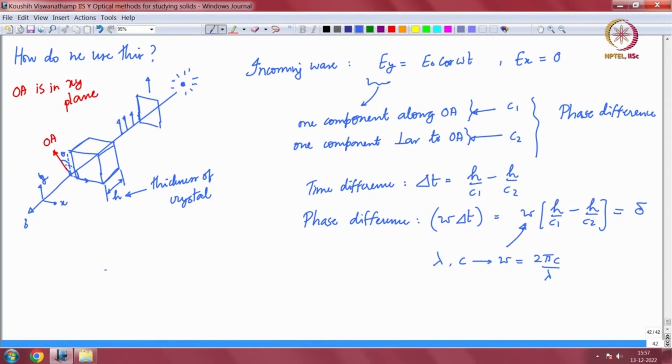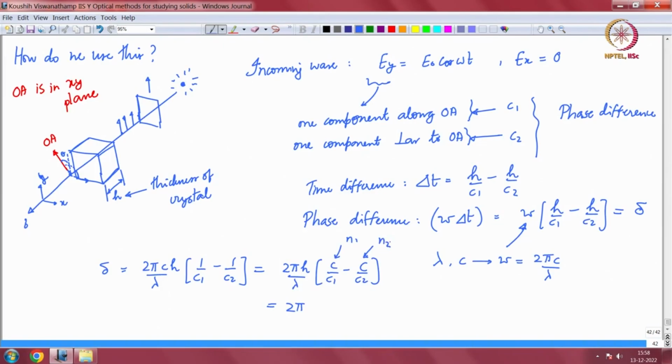So, if you put this together you will get delta is 2 pi c by lambda times h (1 by c1 minus 1 by c2), which is nothing but 2 pi h by lambda (c by c1 minus c by c2). And if you recall our discussion about the refractive index, this is refractive index 1 and this is refractive index 2, because the ratio of the speeds, right, absolute refractive index. So, this is 2 pi by lambda times n1 minus n2, okay, that is the phase difference.